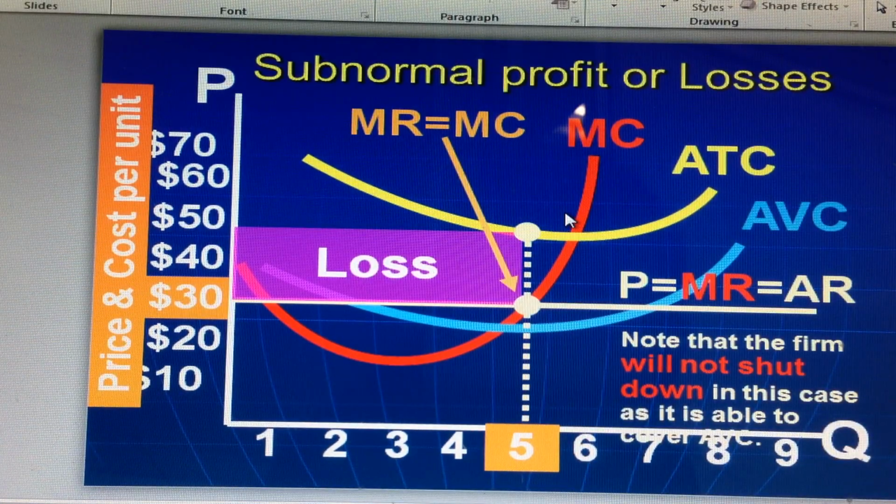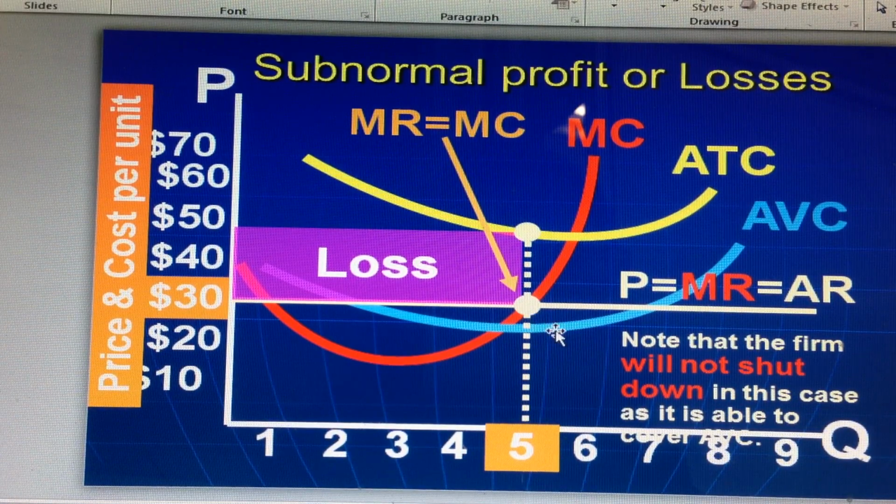Now, can you write the next part down? To determine whether to shut down, see AVC and price. To determine whether to shut down, see AVC and price. Now, let us look at this AVC. Should we shut down or not? The answer is for this particular graph, you should continue and not shut down.